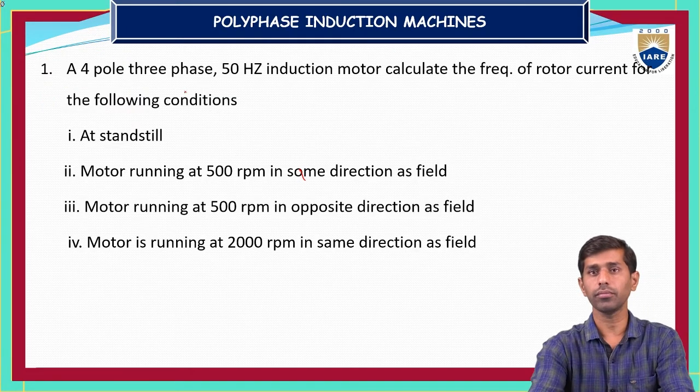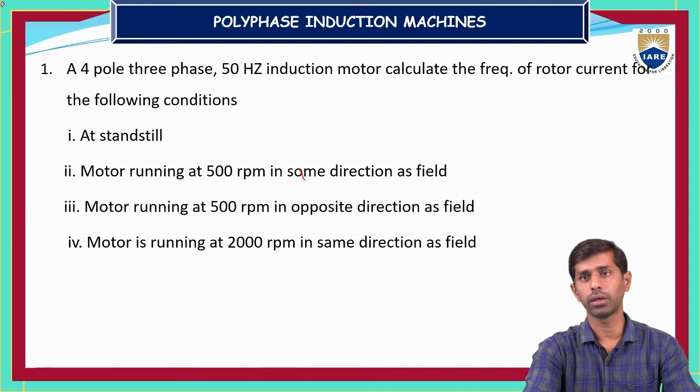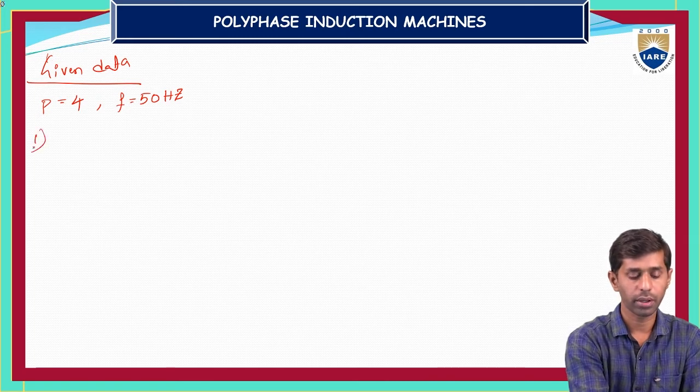Then there are 4 certain conditions. In these 4 conditions, we need to calculate the frequency of the rotor current. So, the first condition: at standstill.